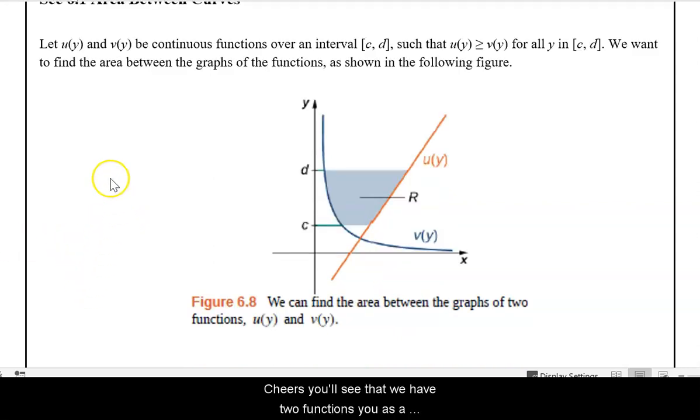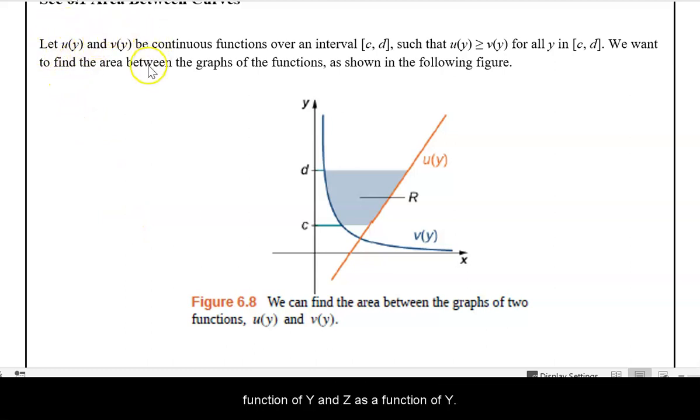Here you'll see that we have two functions, u as a function of y and v as a function of y. These must be continuous functions in order to be able to compute the definite integral. We need a closed interval from c to d, where c and d are considered y variables, not x variables. Note that it is not required to use the letters u and v for your functions.